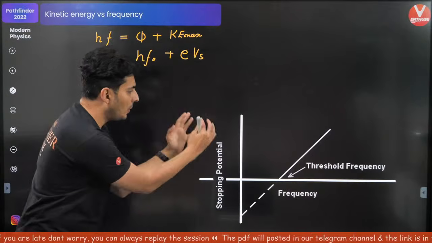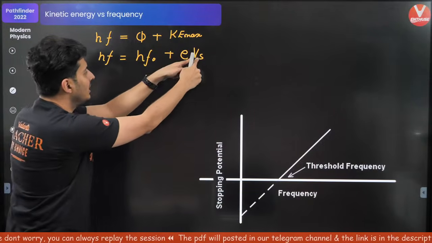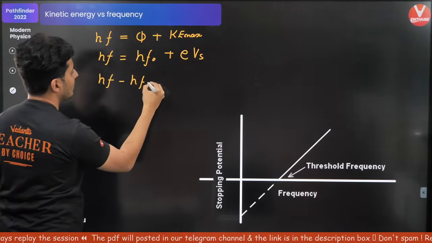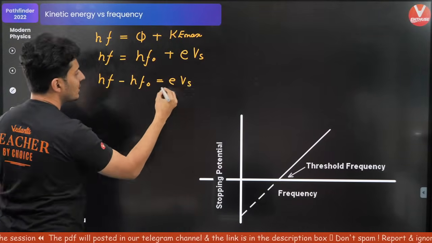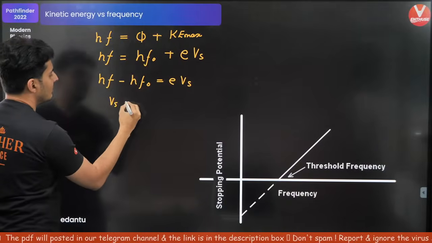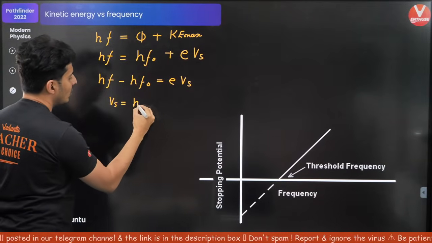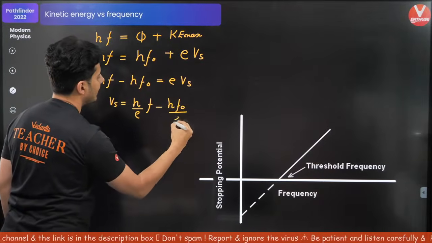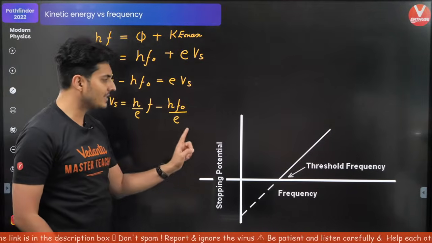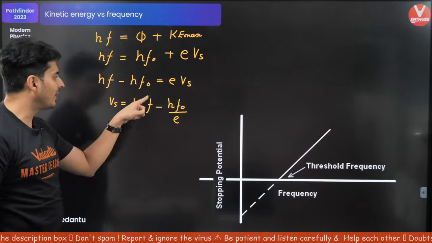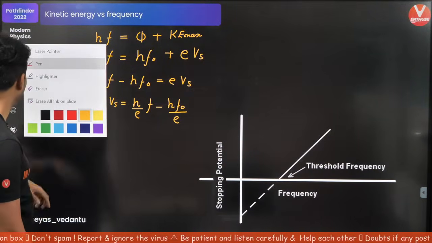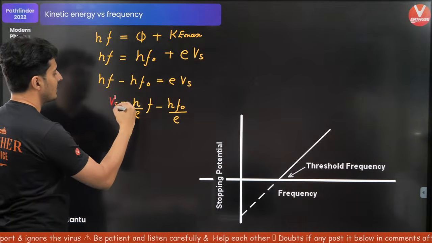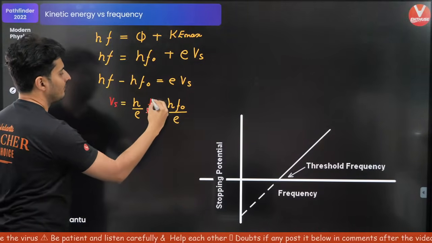But since I want stopping potential versus frequency, let's just rearrange this term. It will look something like this. hf minus hf naught is equal to eVs. So therefore, Vs will be h by e into f minus hf naught by e. So I have got Vs as a function of f. This is what I exactly wanted, right? So I have got Vs as a function of f.